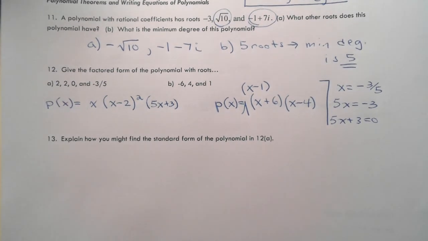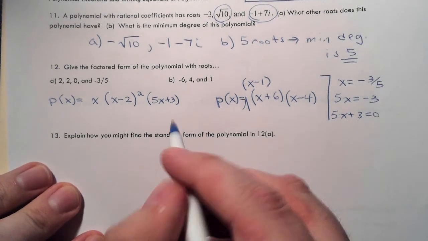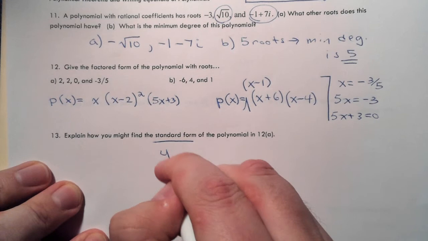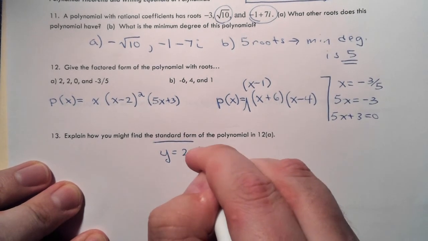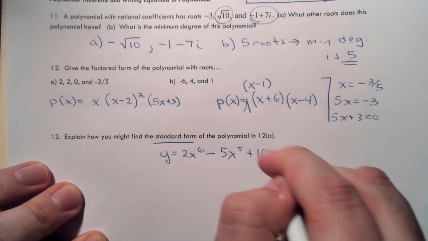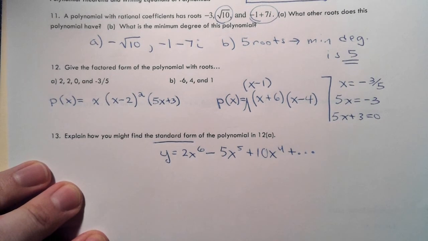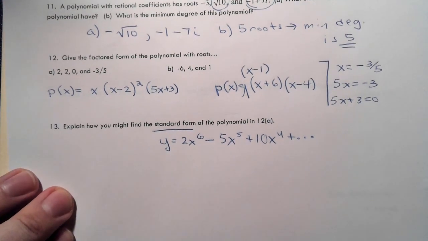Now, rather than actually worrying about finding the standard form, how might we find the standard form of a polynomial in 12a? Or 12b for that matter. What does the standard form mean? Well, standard form is something like y equals 2x to the 6th minus 5x to the 5th plus 10x to the 4th plus a whole bunch of other stuff. Possibly some terms aren't there for a variety of reasons. But what this means is everything has to be multiplied out. So in general, what I'm going to do is multiply it out.